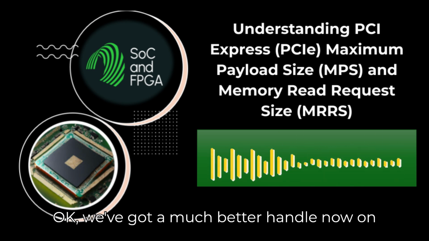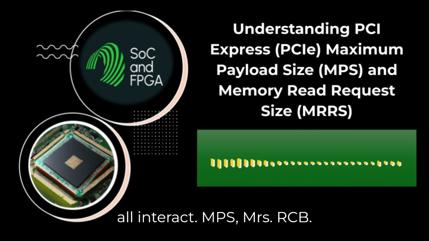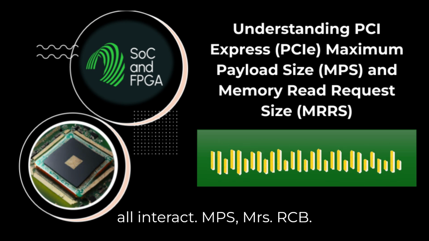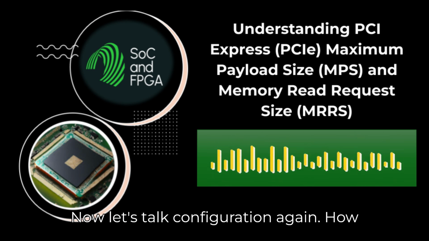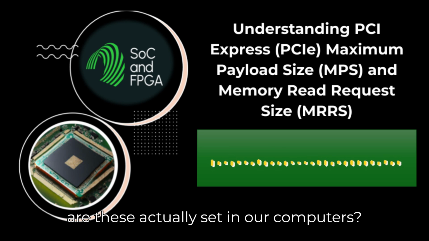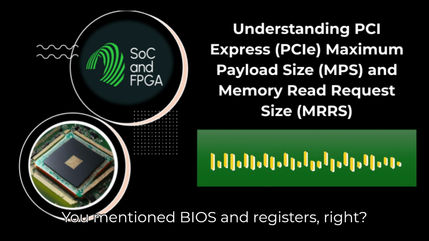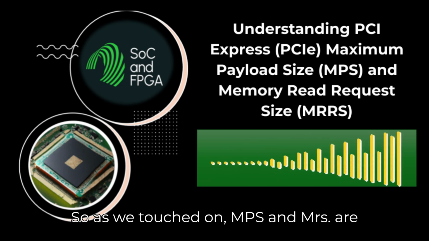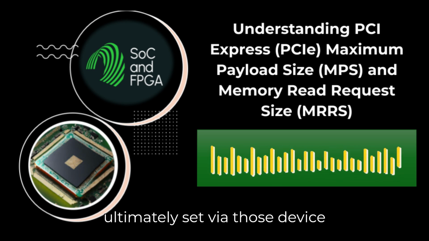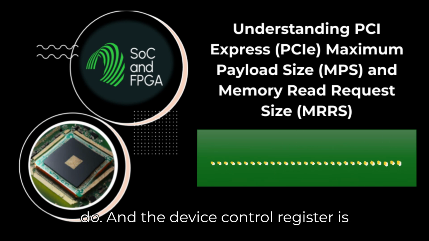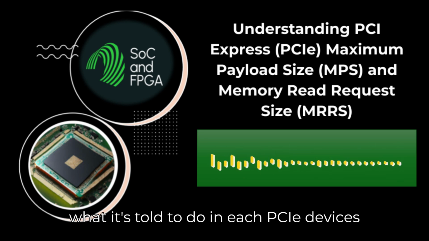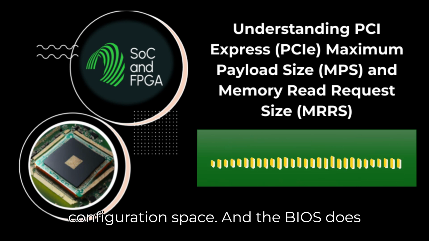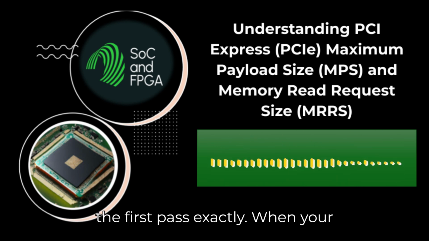Okay, we've got a much better handle now on what these parameters are and how they all interact. MPS, MRRS, RCB. Now, let's talk configuration again. How are these actually set in our computers? You mentioned BIOS and registers. Right. So as we touched on, MPS and MRRS are ultimately set via those device capability registers, what the device can do, and the device control registers, what it's told to do, in each PCIe device's configuration space. And the BIOS does the first pass.